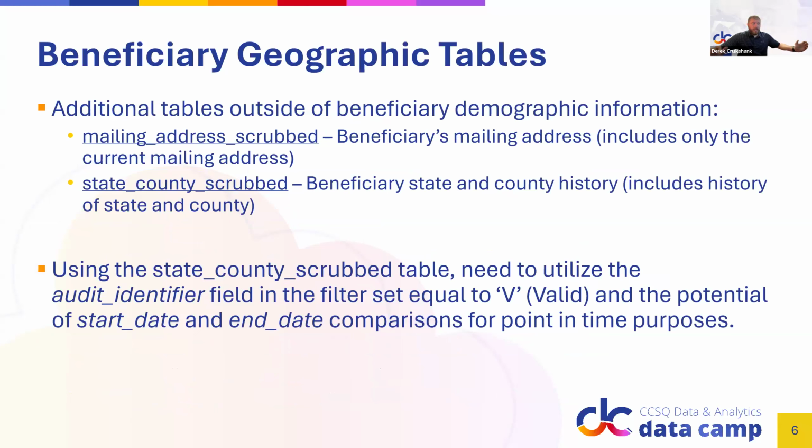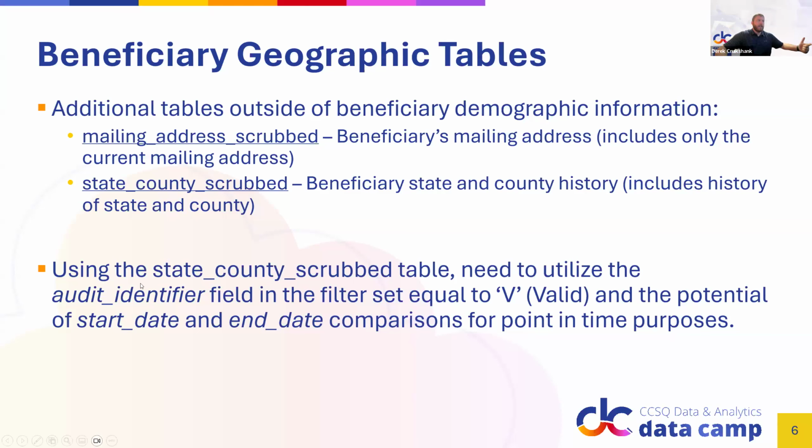There are geographic tables that you can bring in with your beneficiary information to bring in your beneficiary's mailing address, such as state, city, zip. But there's also this state county scrubbed table, which includes historical information, where the mailing address scrub table is really only going to include what is the current mailing address. So a lot of the times in the past, the state county scrub table is what I've always utilized and been able to pull as of the time that I'm running it to get what is current.